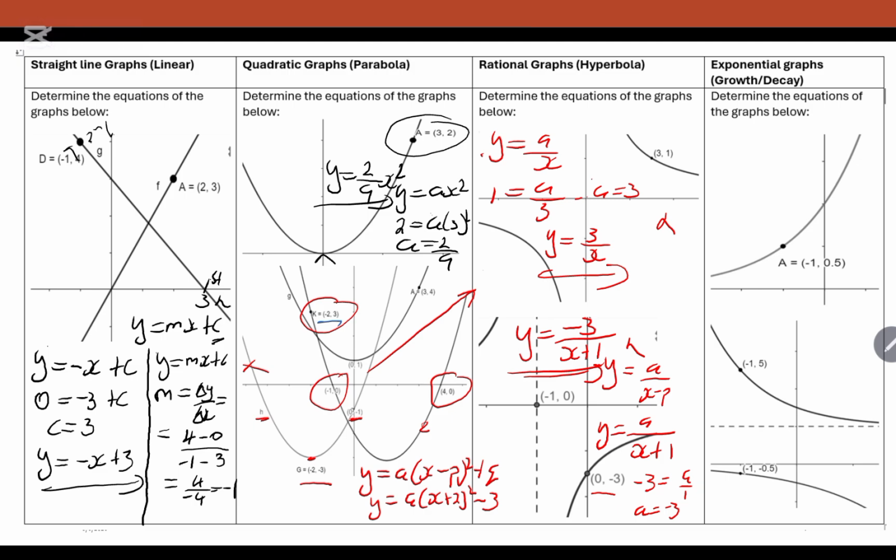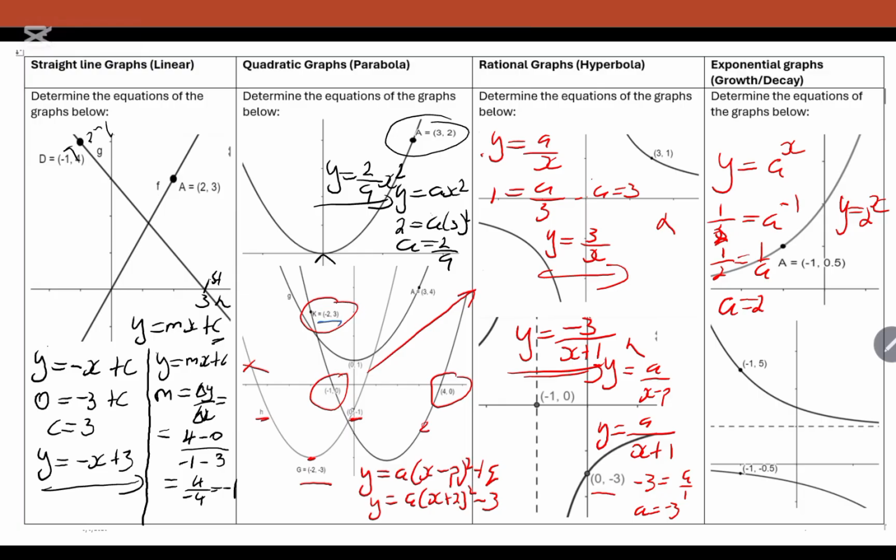You look at the exponential graph, they say determine the equation of the graph below. So this graph takes the standard form of a to the exponent x. Now you simply take that point and plug in. So this will be 0.5, which is 1 over 2, is equal to a to the exponent negative 1. So in other words, we've got 1 over 2 is equal to 1 over a, therefore a is equal to 2. So this graph is y is equal to 2 to the exponent x.